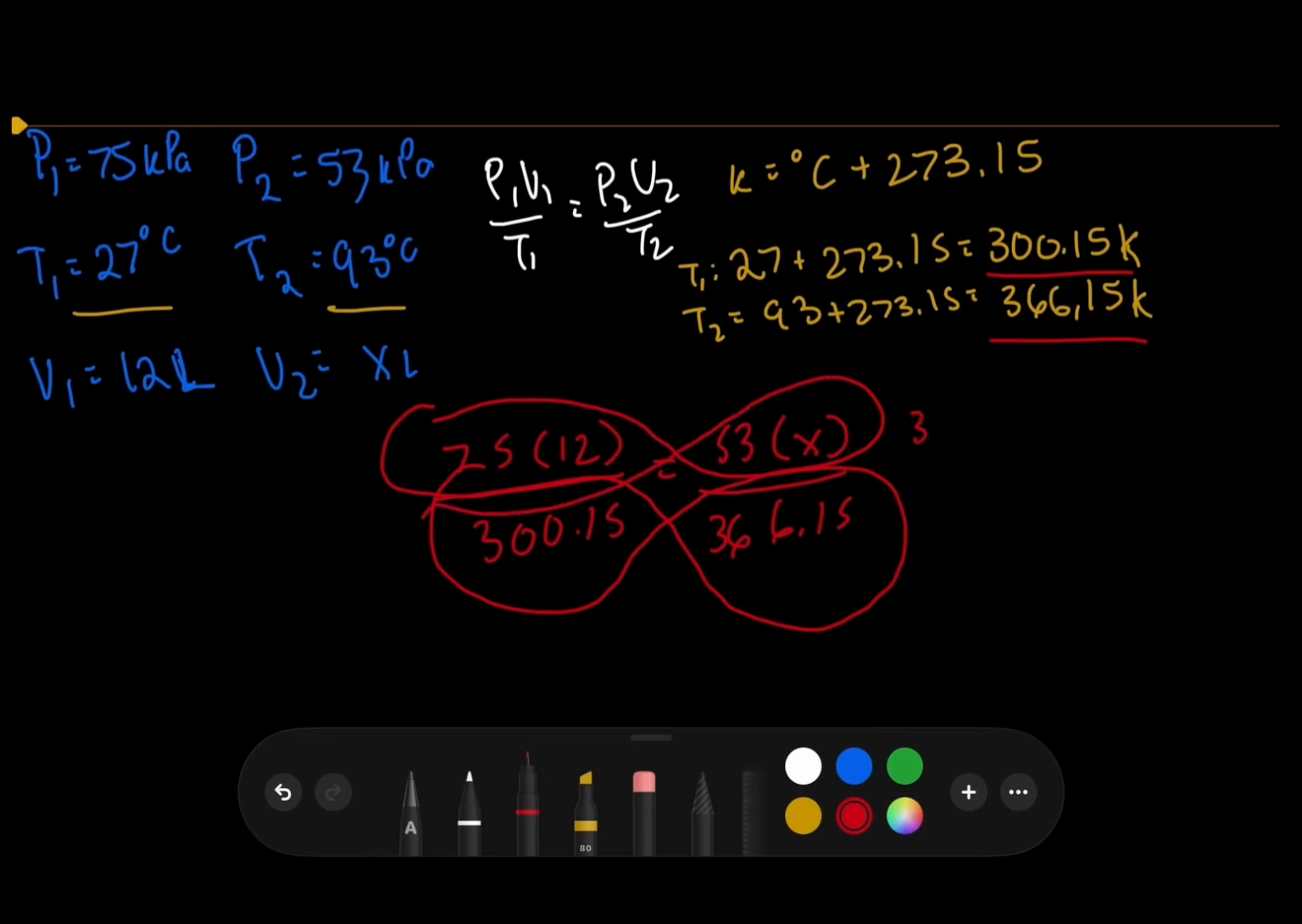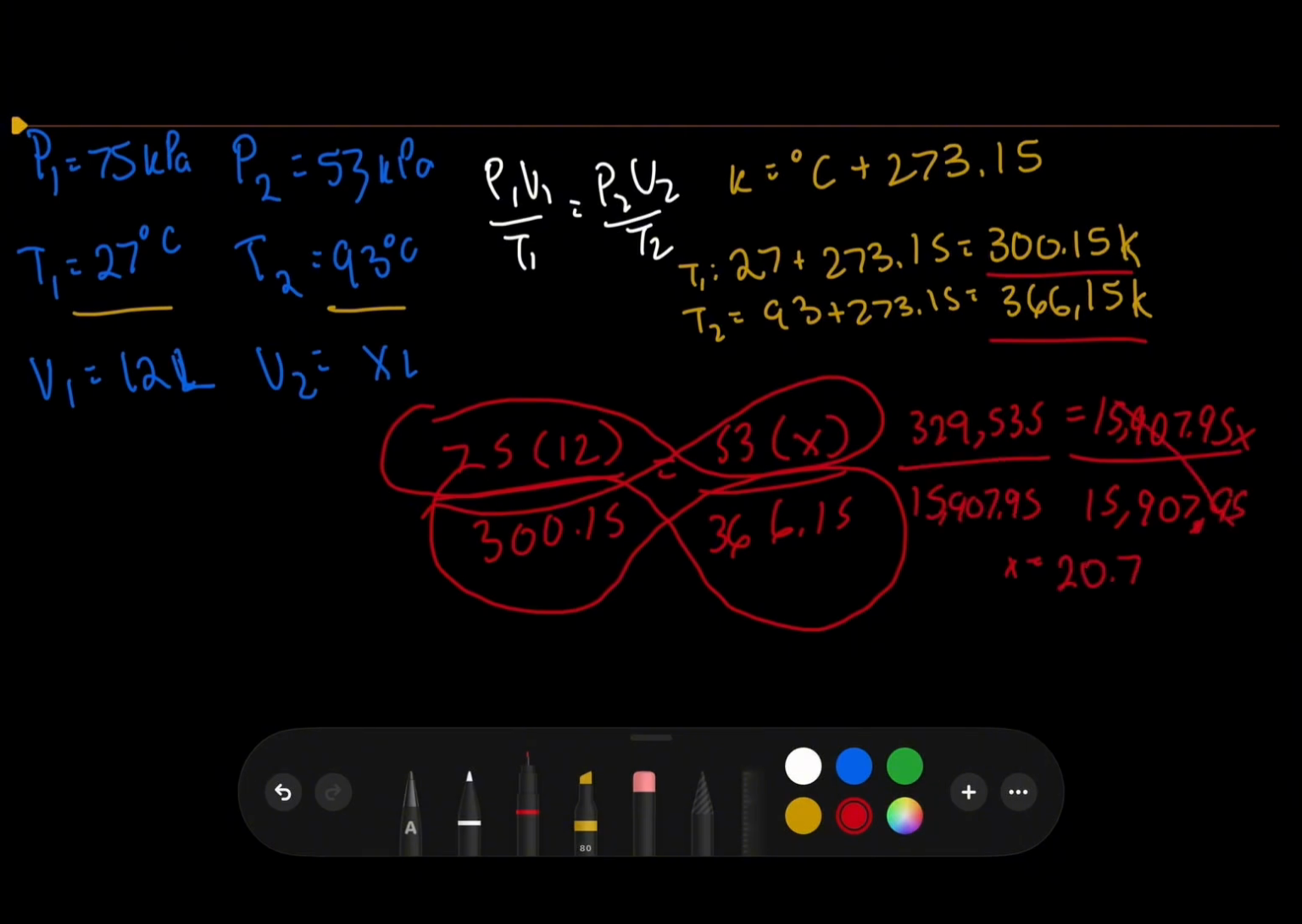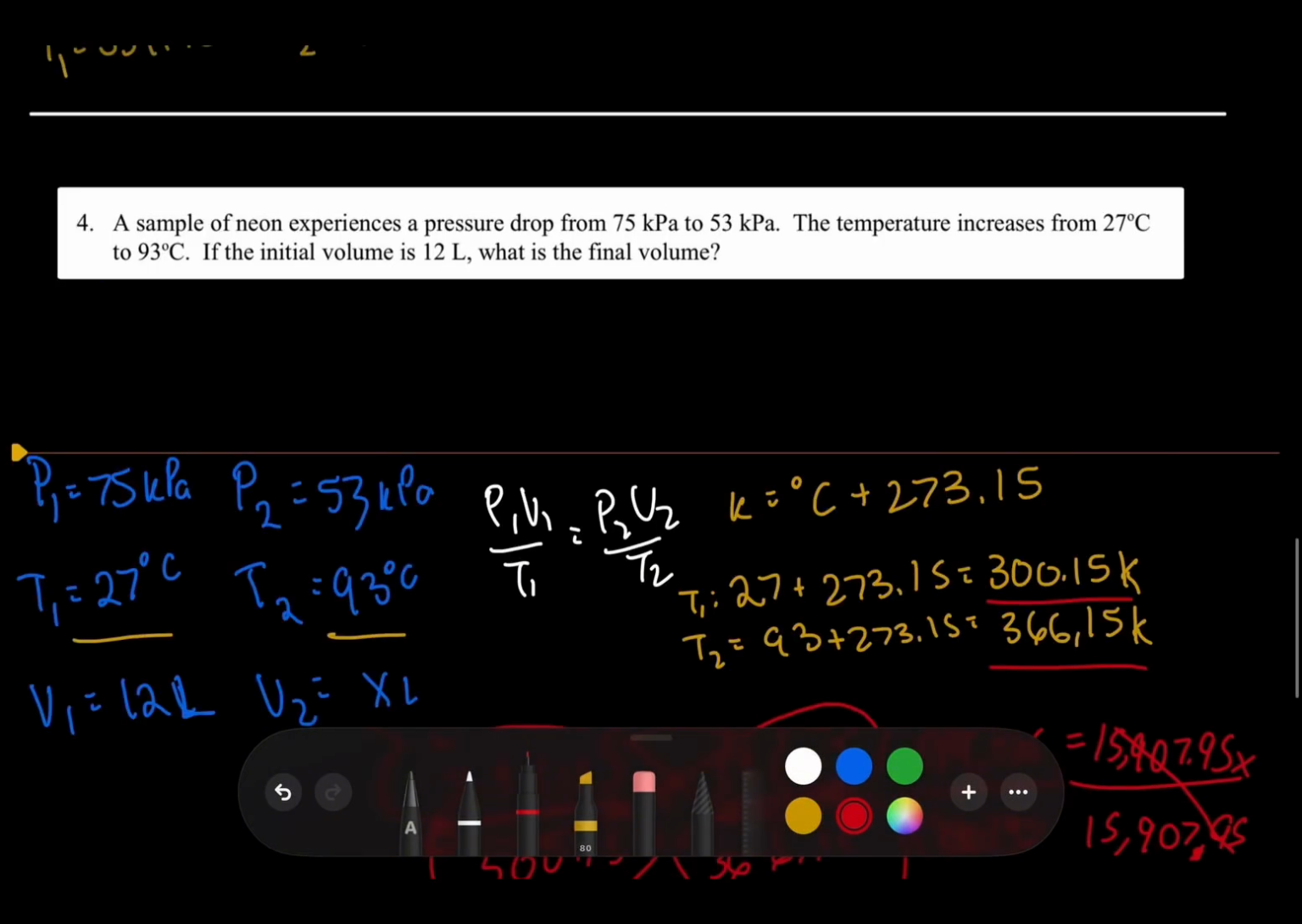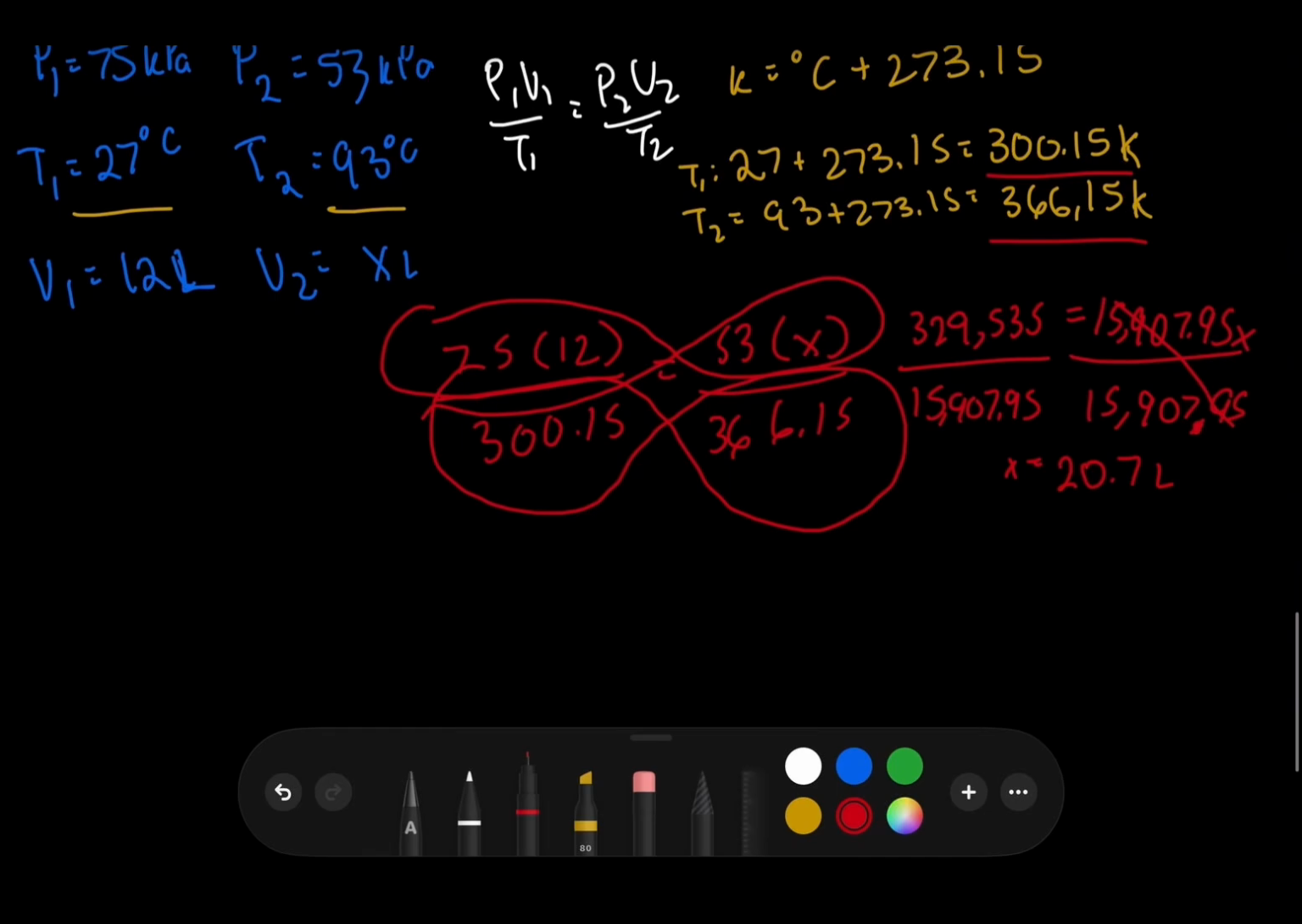We're going to get 329,535 is equal to 53 times 300.15 times x, which is 15,907.95x. Then divide that on both sides to isolate the x, and we're going to get 20.7 liters. Therefore, the final volume is going to be 20.7 liters.